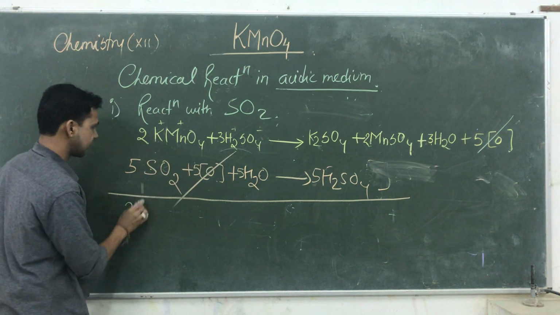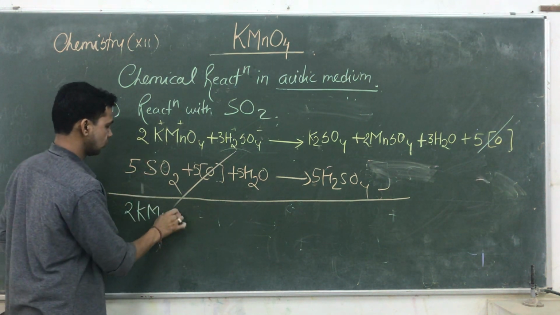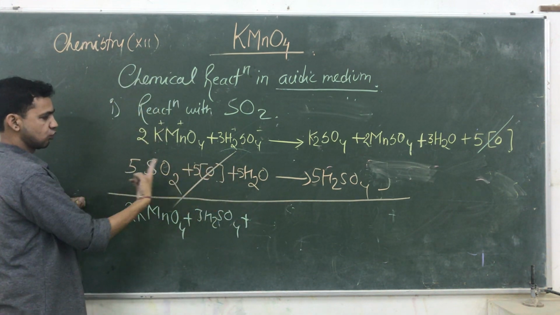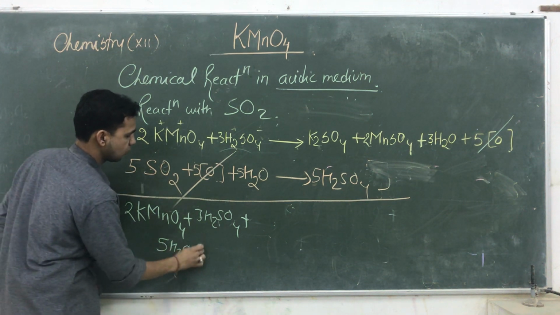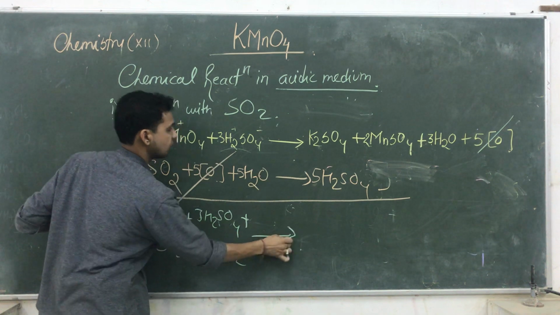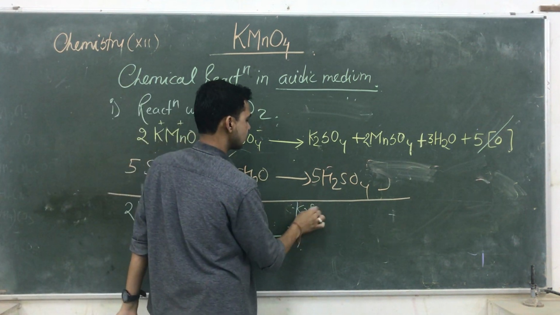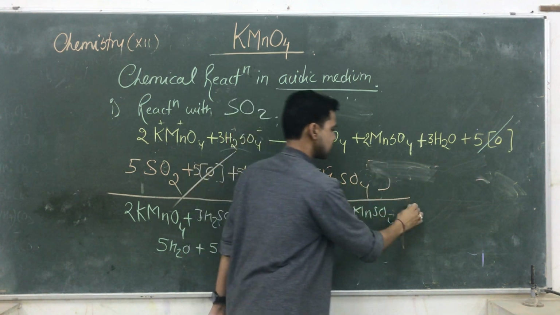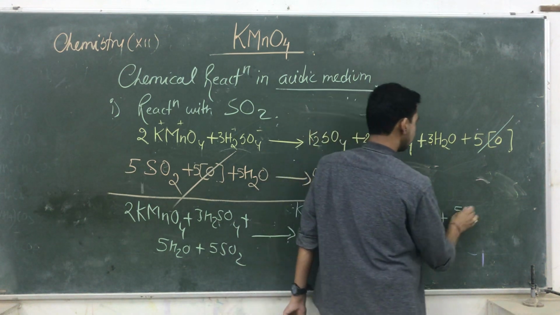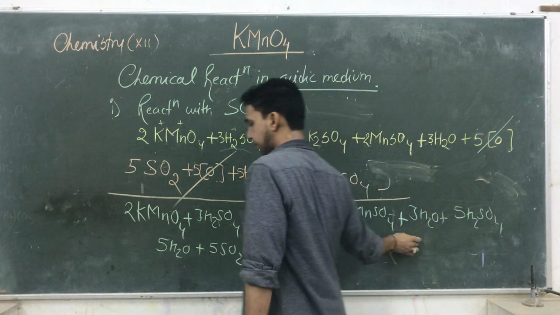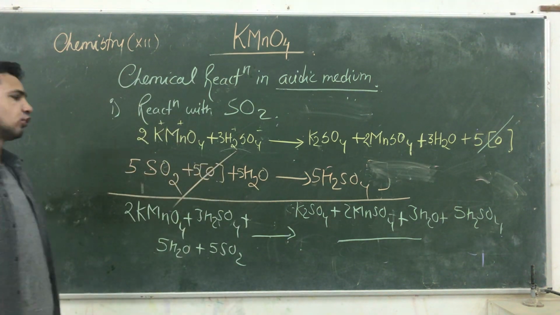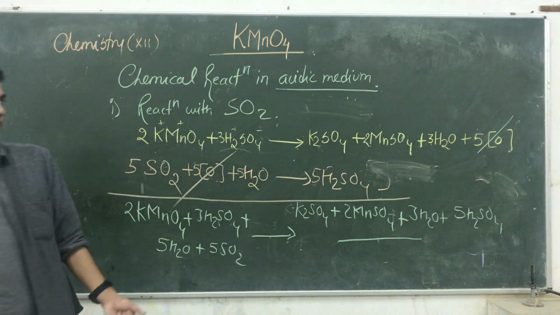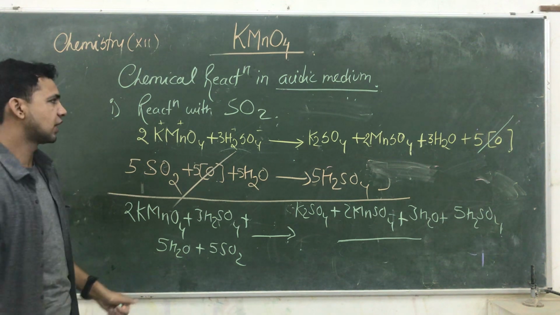So we need to write here the overall reaction. 2 KMnO4 plus thrice H2SO4 plus 5 SO2 plus 2 H2O is equal to... So here the salt is formed, K2SO4 plus twice MnSO4 plus 3 H2O, and they give you 5 H2SO4. And the pink color of KMnO4 is disappeared due to the formation of the MnSO4. Okay. So that is the reaction with the SO2.